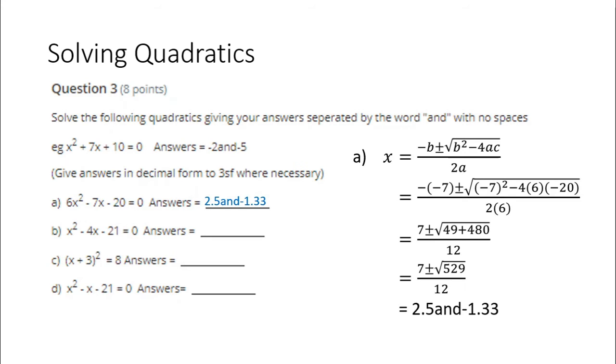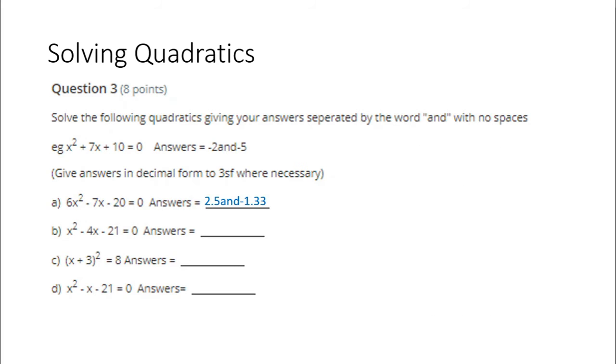Question B, again looking at this first, I'm thinking, can I factorize? Can I think of two numbers that multiply to make negative 21 and add to make negative 4? I'm thinking negative 7 and 3. So I've got my factorized quadratic. I'm not going to waste time with the formula. It was nice and quick and easy. But my answers are not negative 7 and positive 3. I need to solve this quadratic by setting each bracket equal to 0.